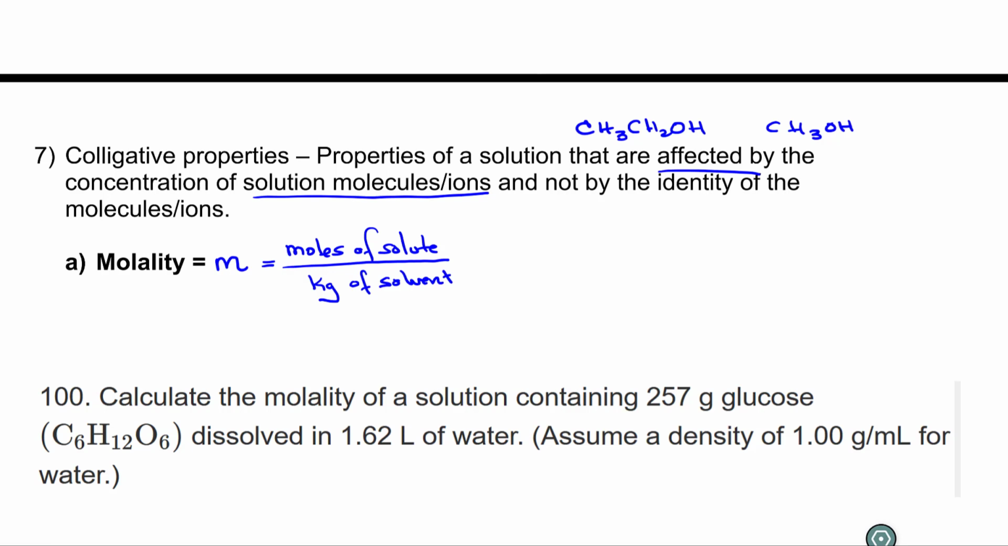When you have a 1 molal solution of this or a 1 molal solution of that, it doesn't really matter, this or that, the molecular compound, the concentration of particles is exactly the same. It doesn't matter whether it's ethanol or methanol. It only matters that there are 6.022 times 10 to the 23rd particles for every kilogram of the solvent.